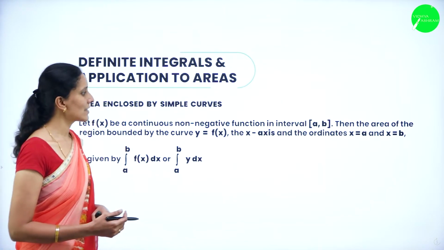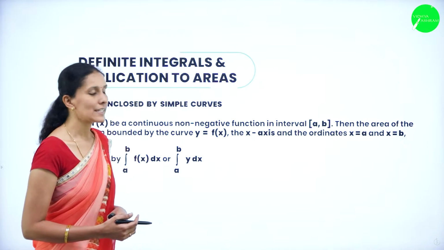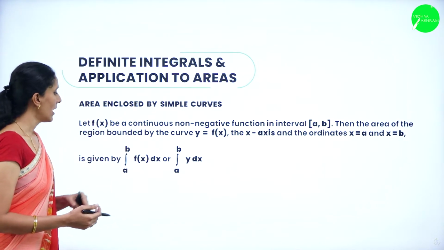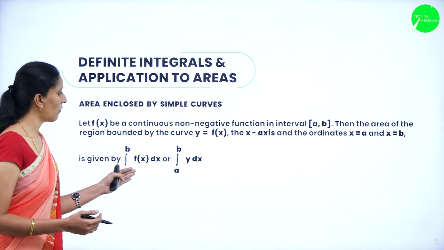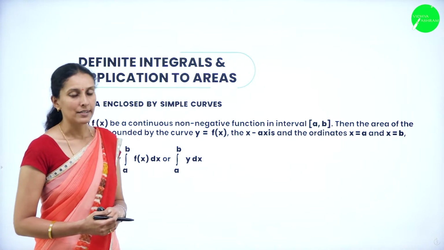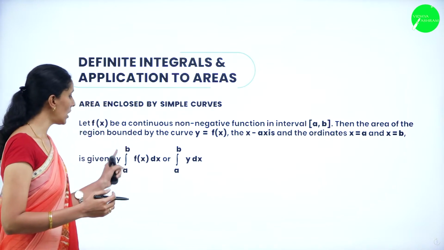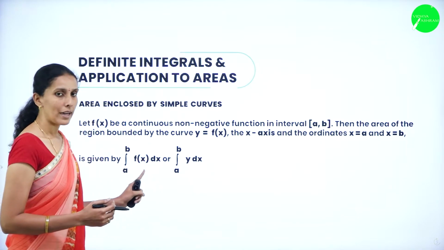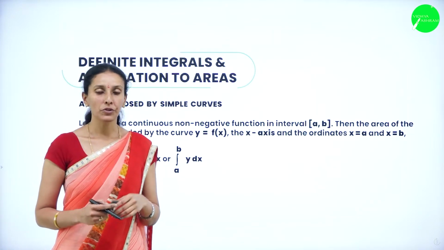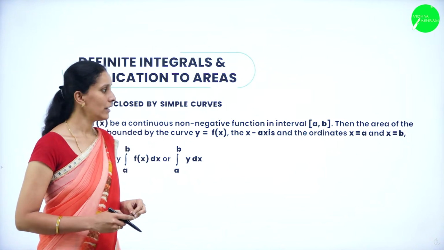the x-axis and the ordinates x equals a, x equals b is given by the integral from a to b of f of x dx, or the integral from a to b of y dx. In our previous session, we learned how to solve an integral whenever the limits are given. So how are we supposed to calculate the integral here?